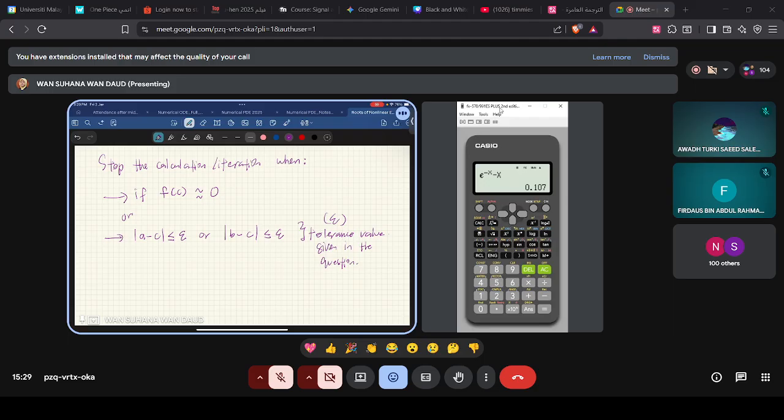Okay, so for the first method, we have learned how to use the calculator, and the second one, some information on how to stop the iteration, how to stop the calculation, and also about the intermediate value theorem. Okay, how to apply the intermediate value theorem in the bisection method. So far, no question? Everything is clear? I hope everyone is clear with my explanation. No worry, you may ask me if you're not clear, okay?